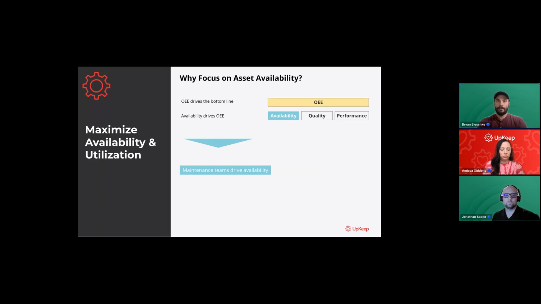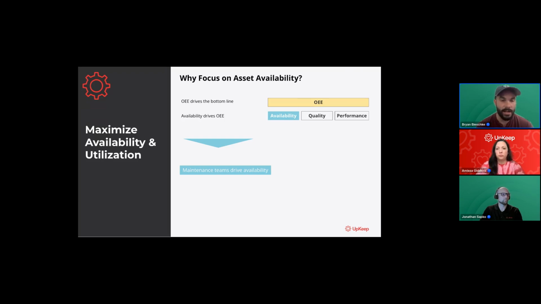Okay. So we talk about OEE, overall equipment effectiveness. It drives the bottom line. OEE is a standard, and I'm using manufacturing as the example. We want to maximize availability and utilization. If machines are running and we're able to monitor their condition without touching them, it's likely they're going to be highly available and highly utilized.